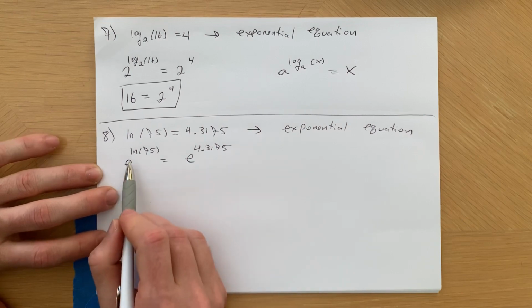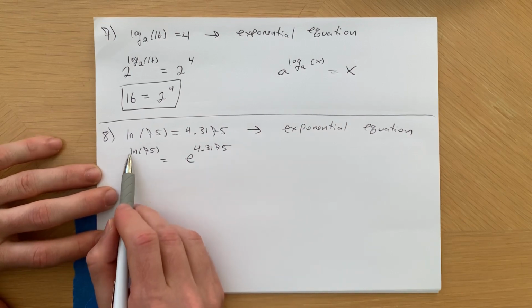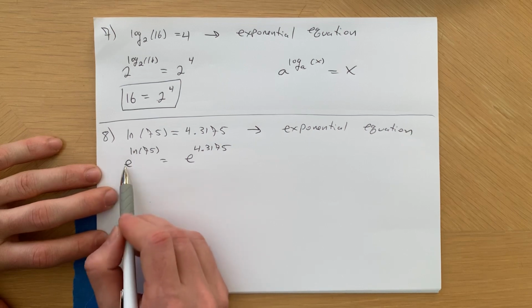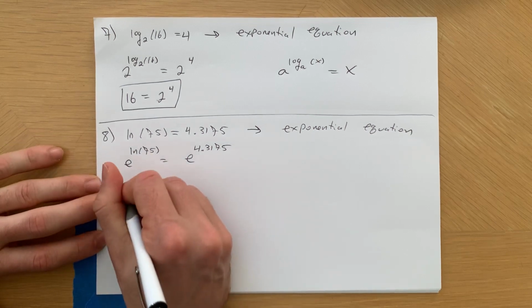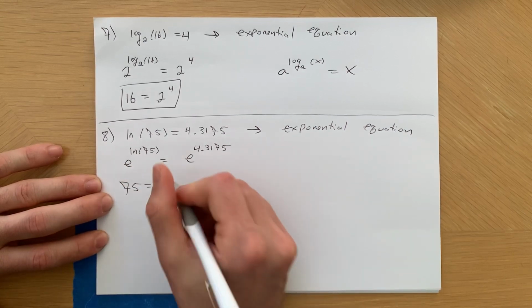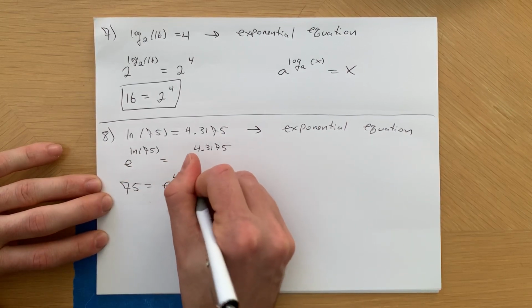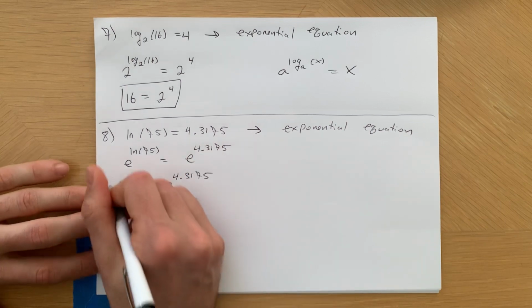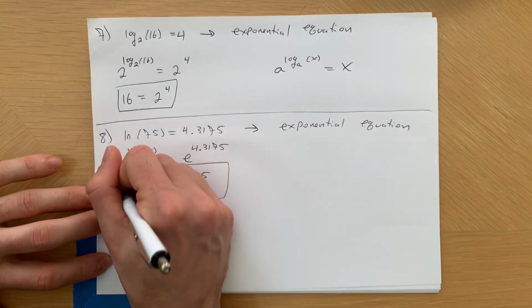And just like before, here this number is e and the base of natural log is e. So this e and this natural log cancel each other out, and all we have is 75. So this left-hand side just becomes 75, and the right-hand side we just leave as e to the 4.3175. And this is going to be the exponential equation that we want.